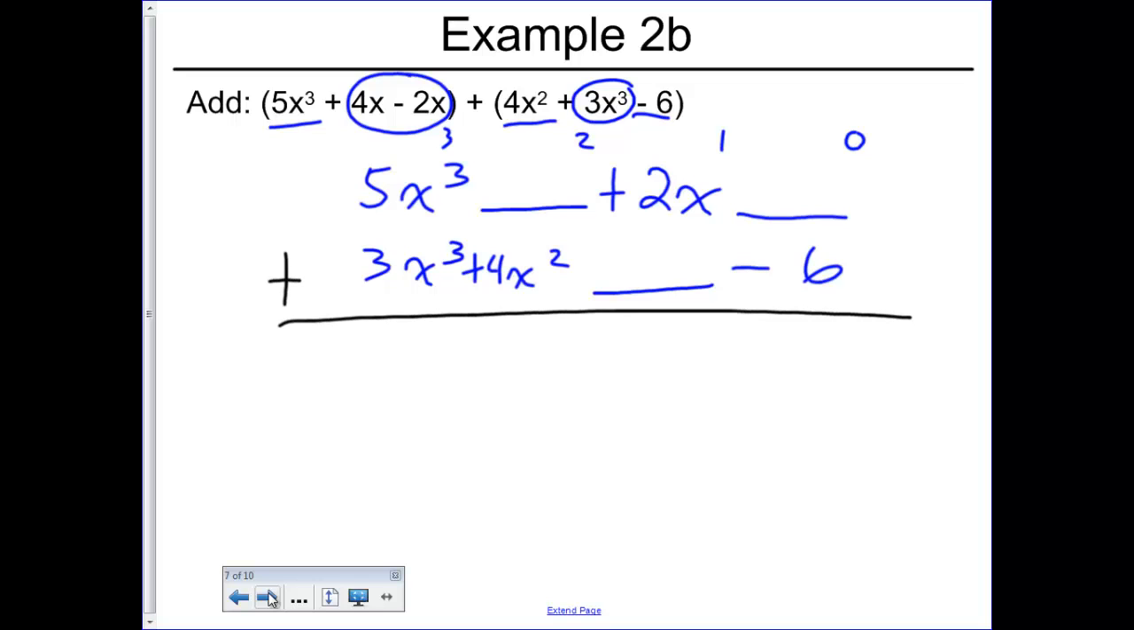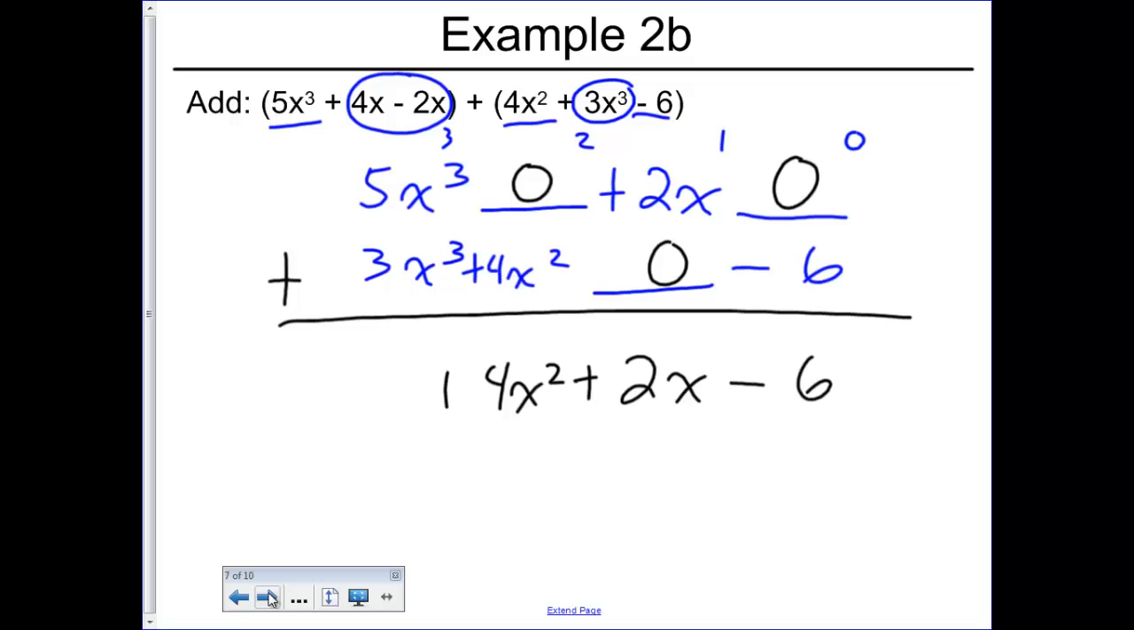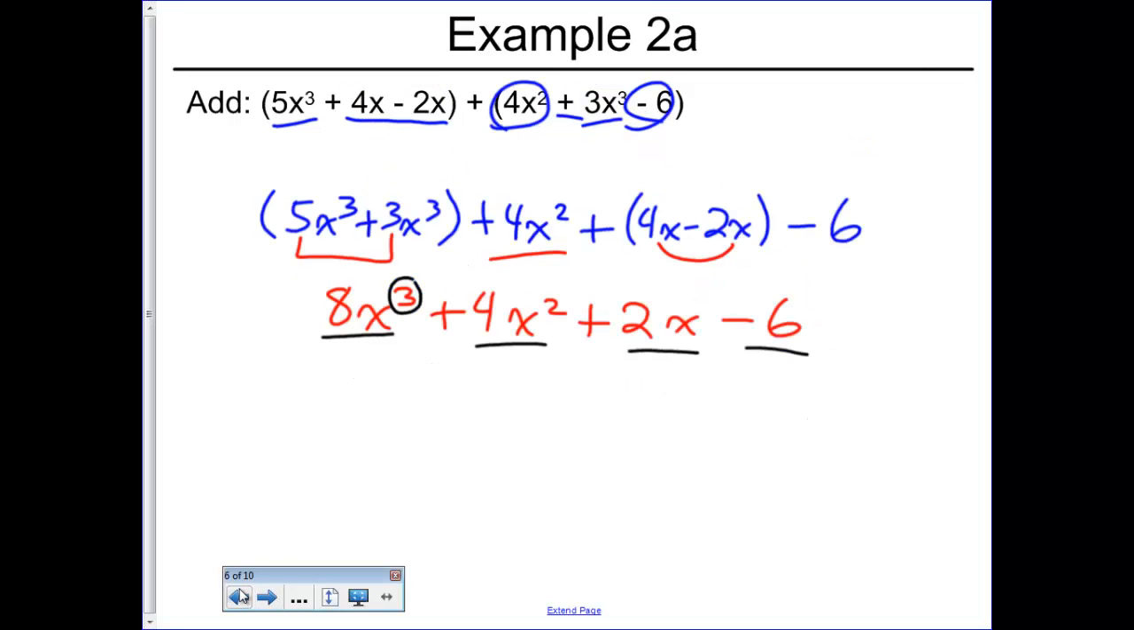I'm going to start on the right-hand side, so this is basically a 0 minus 6 is a negative 6. This is a 2x plus 0, which is a positive 2x, and I put a plus sign out in front. And this is a 0 plus 4x squared, which is just a positive 4x squared. Put my positive out in front. And a 5x cubed plus 3x cubed makes 8x cubed. And you'll see we have the same 4 terms that we had on the previous problem.